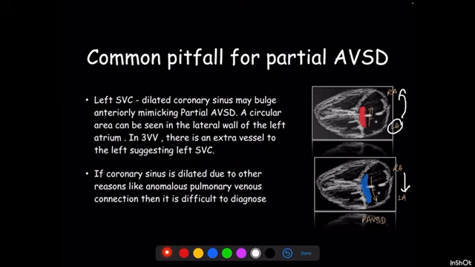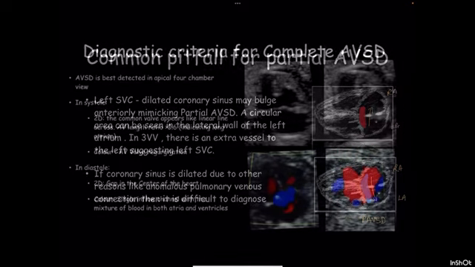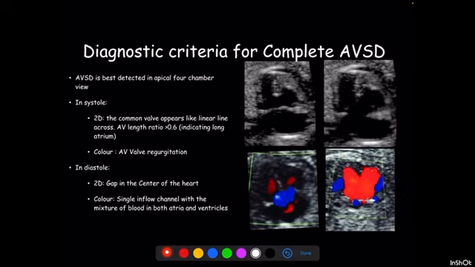In the three vessel view, you can see the pulmonary artery, aorta, and SVC. You will have an additional vessel on the left side in the case of two SVCs, or persistent left SVC in addition to the normal right SVC. Whereas if the coronary sinus is dilated due to other causes like anomalous pulmonary venous connections, then it might be difficult to diagnose. So let's come to the complete AVSD.